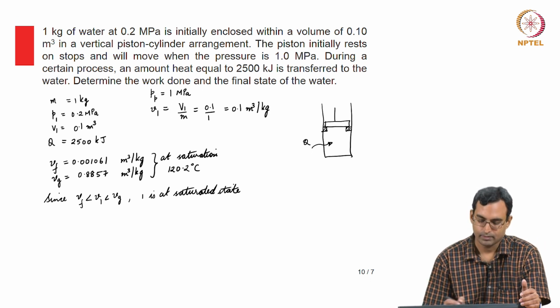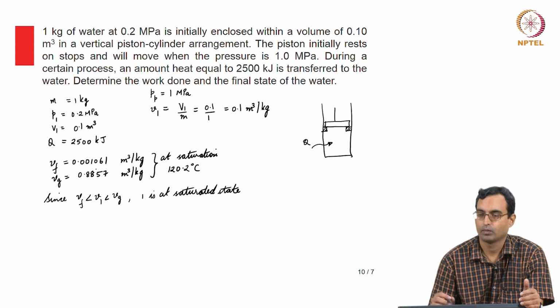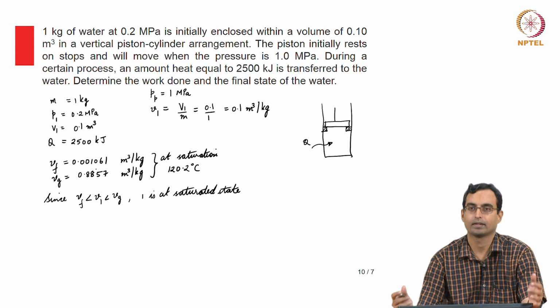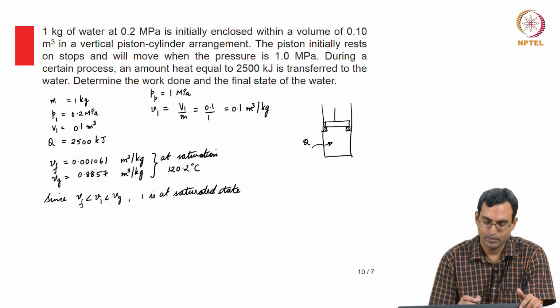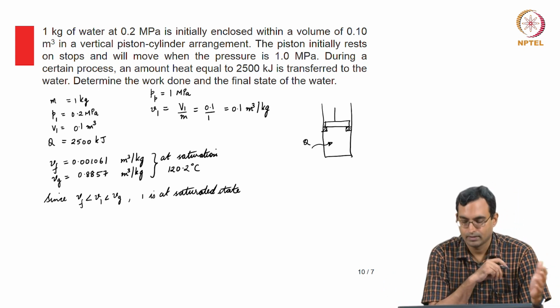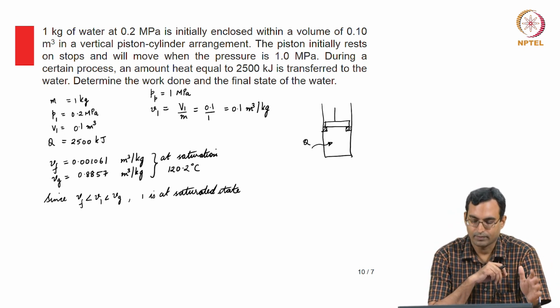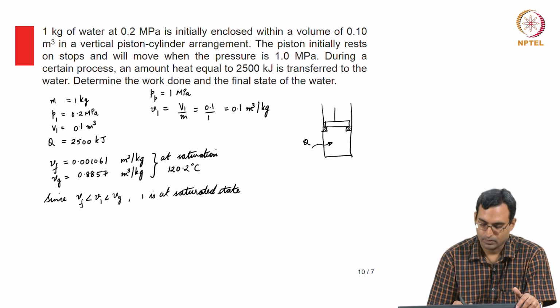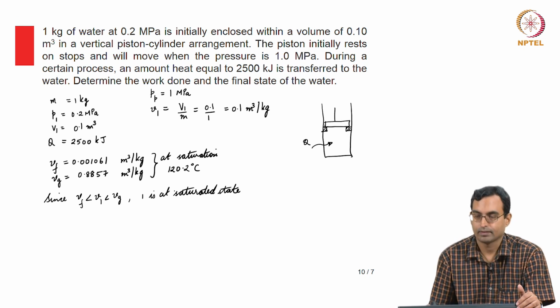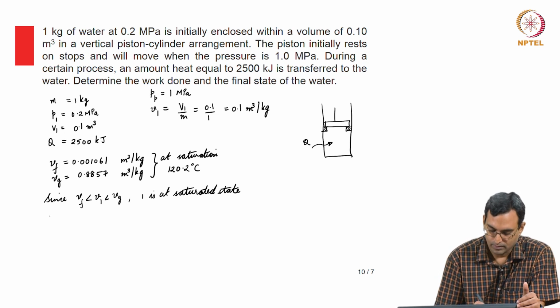So, as I said earlier, if our V1 was greater than Vg, it would mean that it was superheated, because then the volume is higher, and if V1 was less than Vf, then it would mean that it is either compressed liquid or it could be, for example, solid, depending on what the value was. So, in this case we have a saturated mixture. So, since it is a saturated mixture, we should be able to find out the quality.